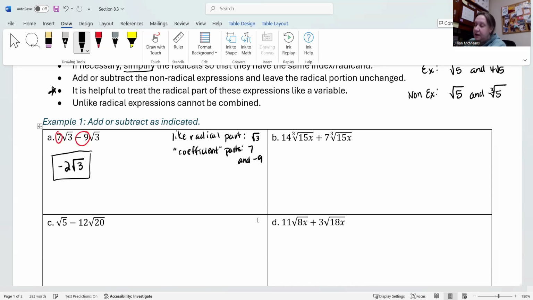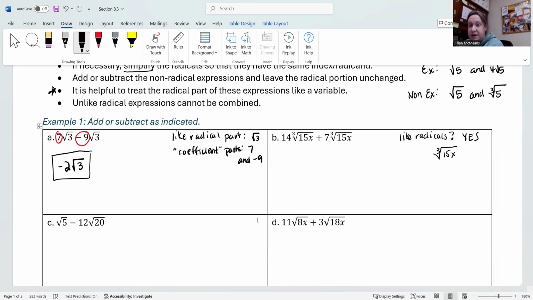Now for part B, it looks a little wacky. We have 14 cube root of 15x plus 7 cube root of 15x. Do we have like radicals? And the answer to that would be absolutely we do. The like radical portion is the cube root of 15x.